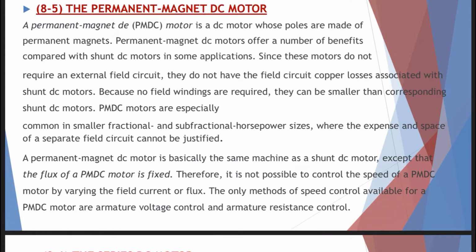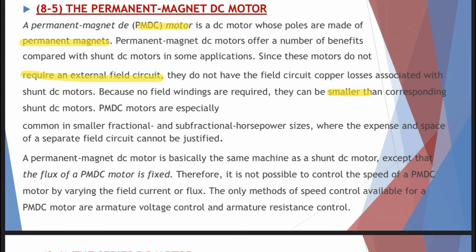A permanent magnet DC motor is a DC motor whose poles are made of permanent magnets. Permanent magnet DC motors offer a number of benefits compared with shunt DC motors in some applications. Since these motors do not require an external field circuit, they do not have the field circuit copper losses associated with a shunt DC motor. Because no field windings are required, they can be smaller than a corresponding shunt DC motor. So this type is what? Smaller than a shunt DC motor.